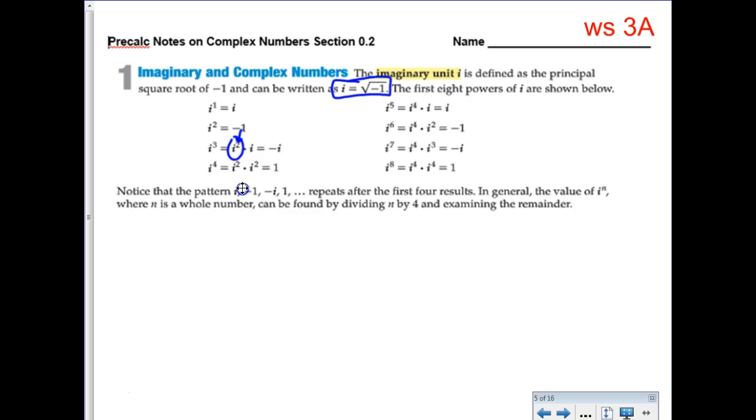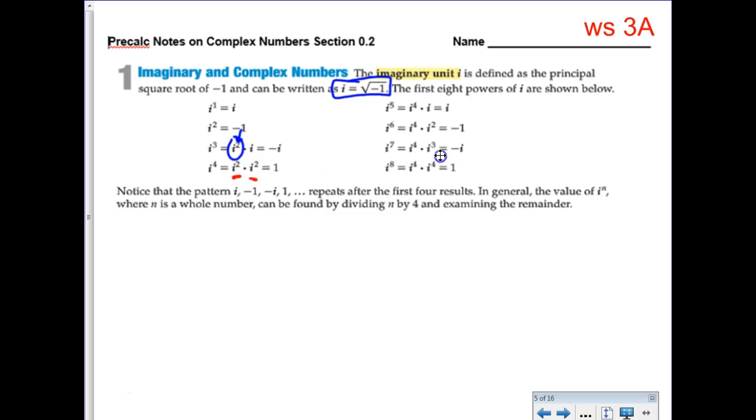And then they keep going with i to the fourth power. You would break that down into an i squared times another i squared. There's other ways to break it down, but that's the easiest way. We know i squared is negative 1. We know another i squared would be negative 1 as well. So negative 1 times negative 1 is how they come up with positive 1.